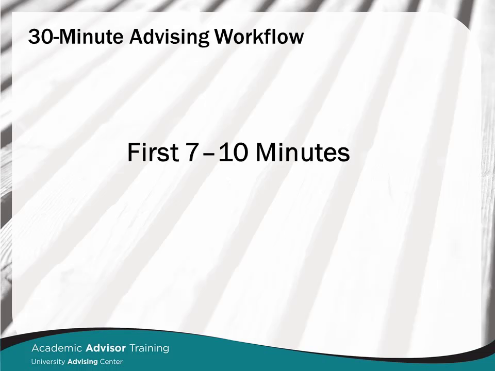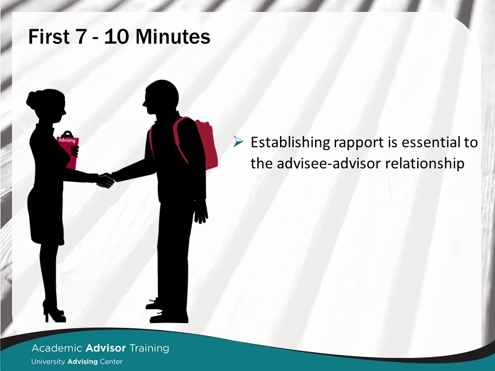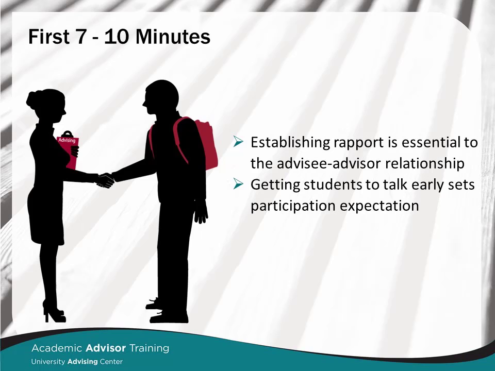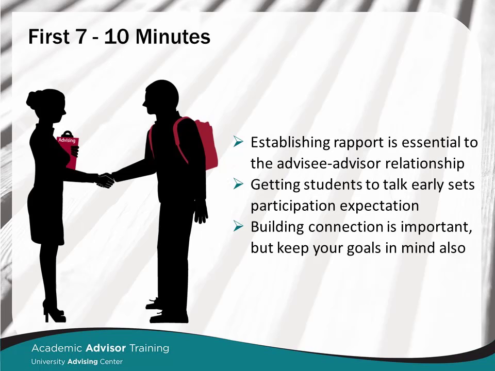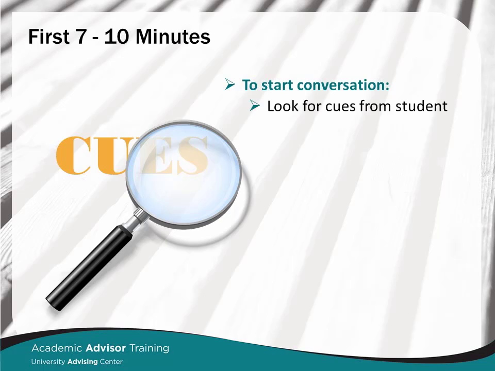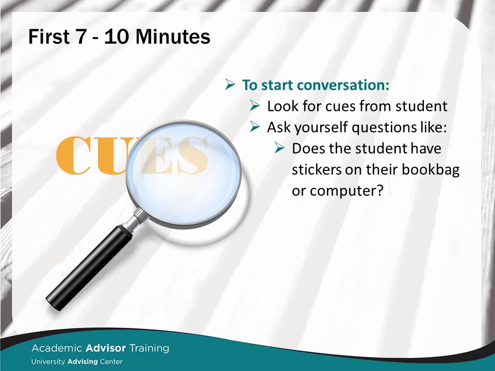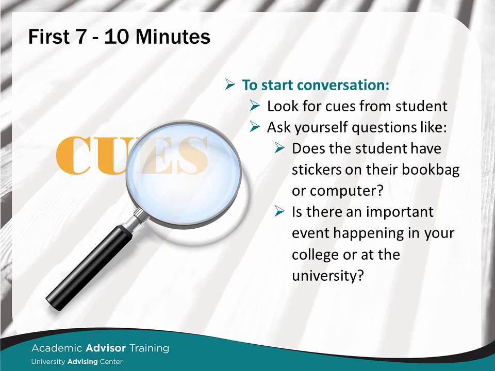First 7 to 10 minutes. Establishing and building rapport is essential to the advisee-advisor relationship. Getting students to talk early sets the expectation that they are there to participate. Build a connection with a student, but keep in mind the goals you developed before the appointment. To start conversation, look for cues from the student and current events on campus. Does the student have any stickers on their book bag or computer? Is there an important event happening in your college or in the life of the university? Utilizing these cues can help conversation flow.